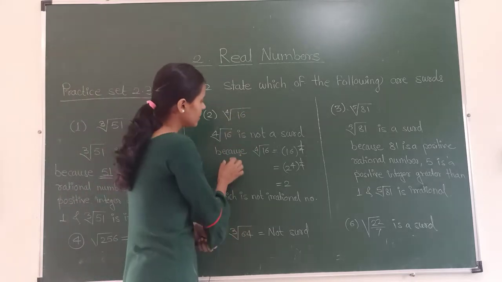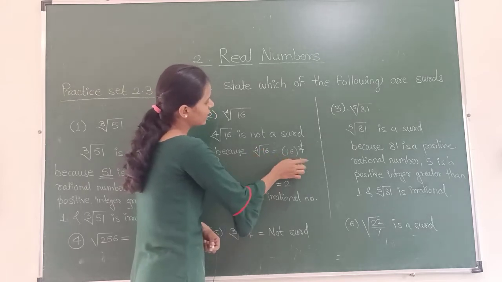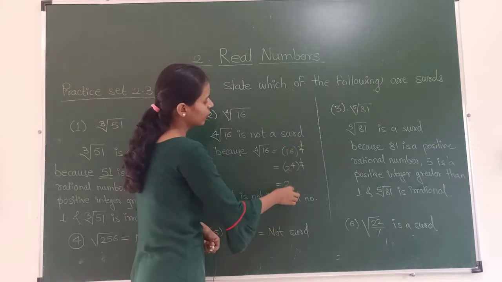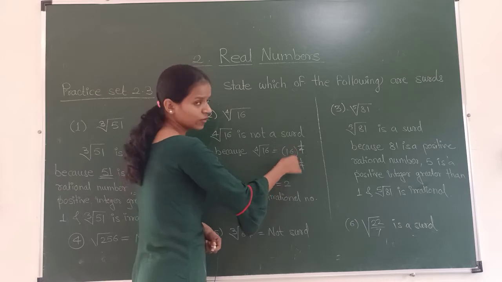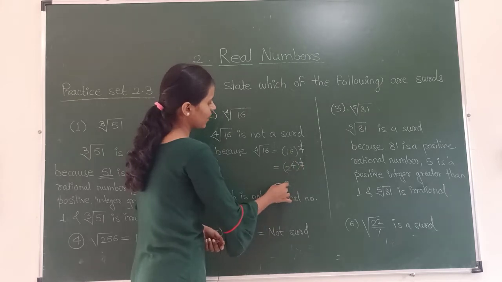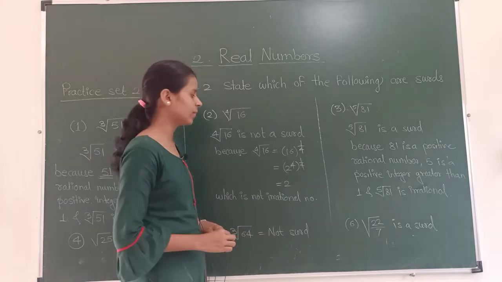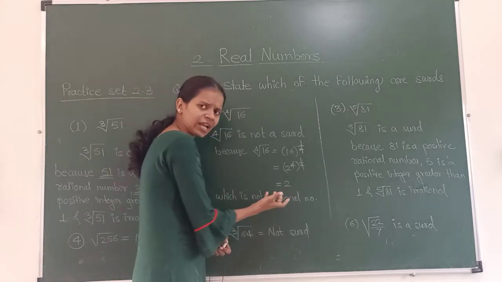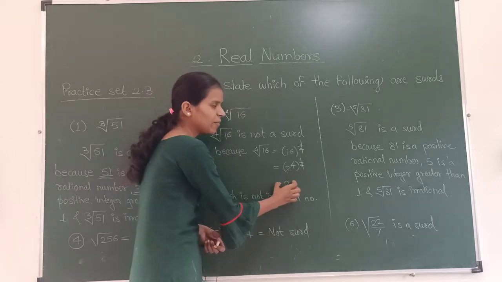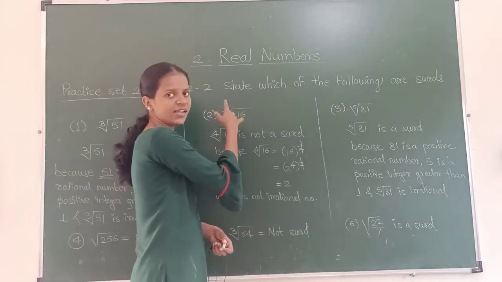Why is it not a surd? Because under root of 16 with index 4, we can write it as 16 raised to the power 1 upon 4. Then 16 can be written as 2 raised to the power 4, so the 4 will get cancelled, and we will get just 2. And 2 is not an irrational number, 2 is a rational number. If it is not an irrational number, it cannot be a surd. A surd is only a number which is irrational. 2 is a rational number, not an irrational number. Therefore, this number is not a surd.